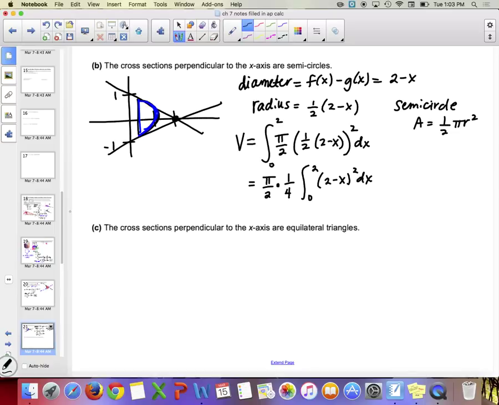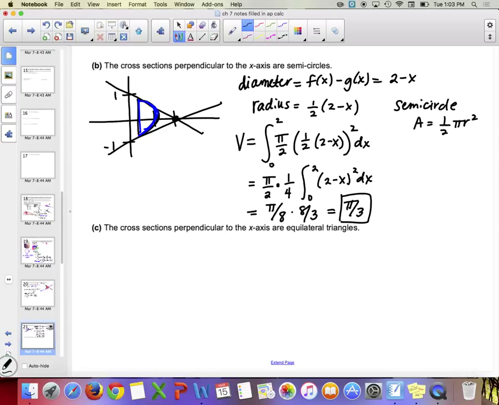So we actually did the 2 minus x squared already from 0 to 2. We did that on the last problem. That ends up being 8/3. So we have pi over 8 times 8 over 3. So I believe our answer should be pi over 3. Okay, everybody with me on that one?